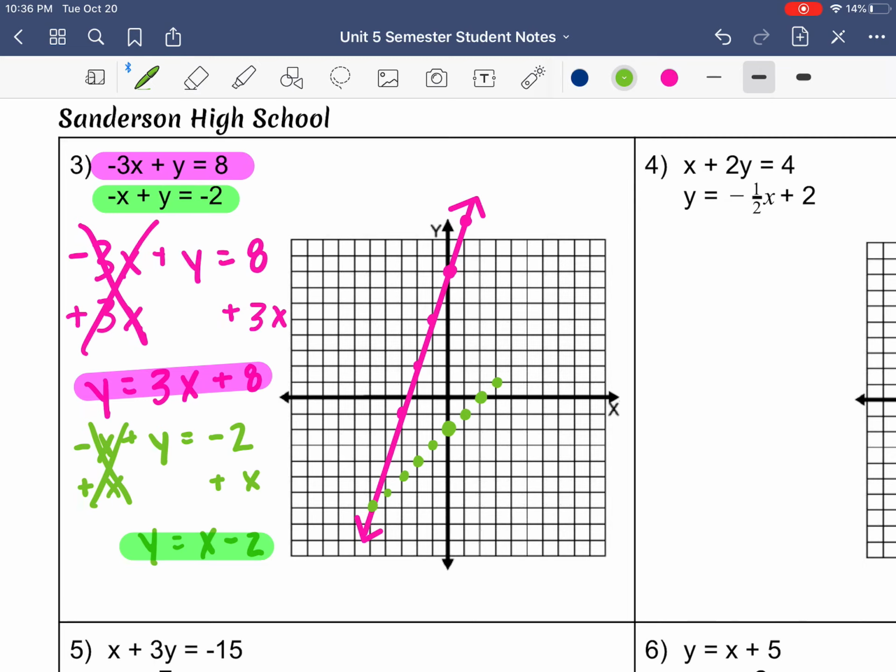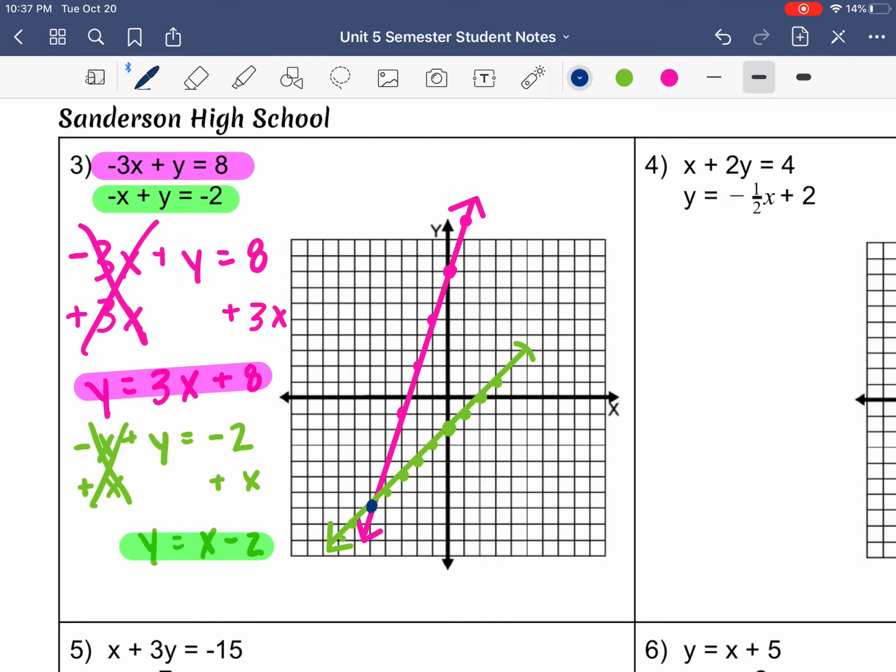And I'm seeing where they run into each other. Let's go one more point. And we're going to connect those dots to make our line. That's close. So that point of intersection was right here.